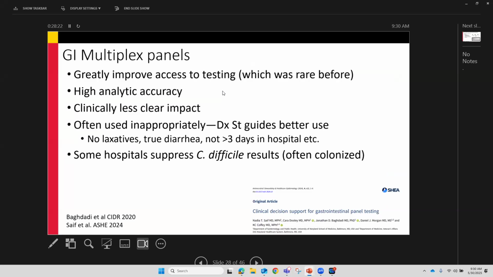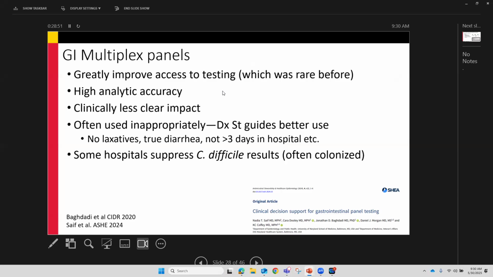GI multiplex panels are a good one. They greatly improve access to testing. I couldn't test for norovirus really in my hospital without sending it to the state. And so we'd always assume this is a viral GI illness, but it's nice to be able to get that result back quickly, as well as to look for other things. It has great analytic accuracy. So when you compare samples in the lab to it, it's very accurate that way. But the clinical impact is often less clear.